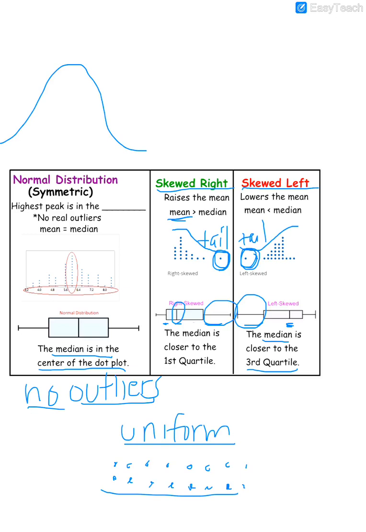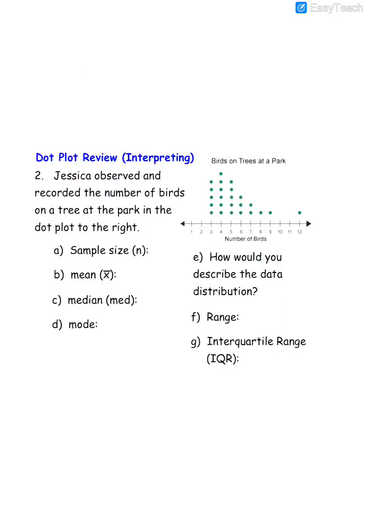All right, so let's move on. So I've reviewed all that. Now let's talk about dot plots and reviewing that. We're going to talk about interpreting a dot plot first. So Jessica observed and recorded the number of birds on a tree at a park in the dot plot to the right. So it shows me all my pieces of data here.